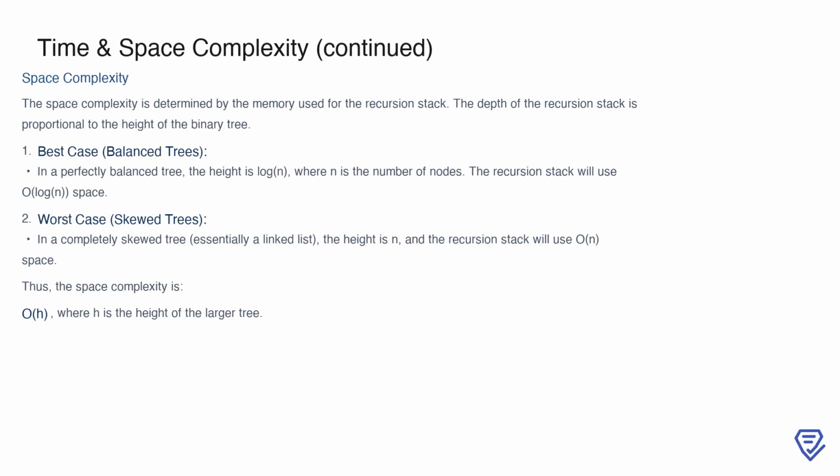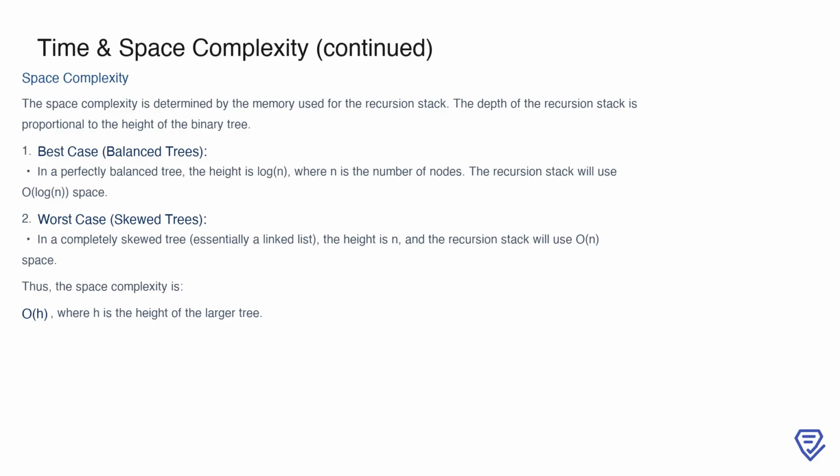Now let's analyze the space complexity, which is influenced by the memory used for the recursion stack. The depth of the recursion stack depends on the height of the binary tree. In the best case, where the trees are perfectly balanced, the height of the tree is proportional to log n, and the recursion stack requires O(log n) space.